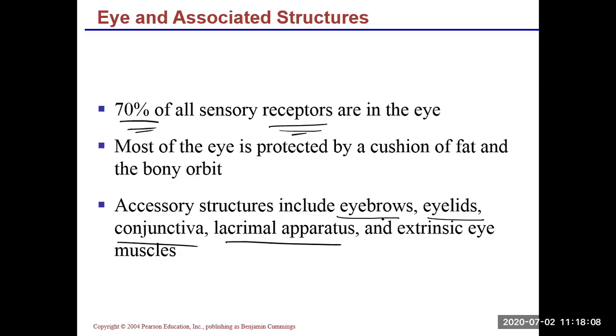And then also extrinsic eye muscles that you learned in anatomy enable you to move your eyes in different directions: left, right, up, depression, and elevation. All of those were the actions that you learned in the extrinsic eye muscles.